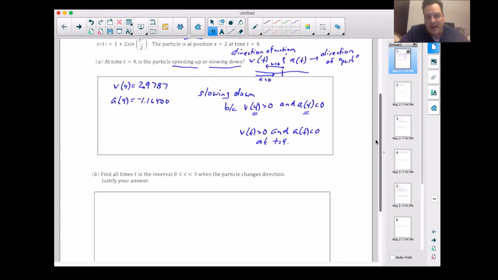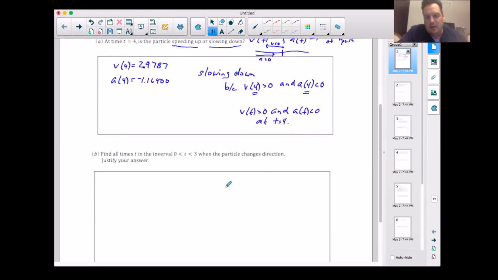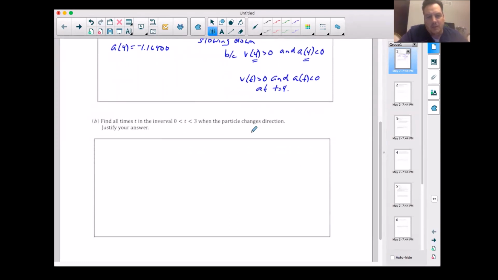So let's move ahead a little bit to part B, and we'll look at part A and B, and then we'll look at the scoring guide once we have that written down. So in part B, find all the times when the particle changes direction. One of the things that you want to do on the AP exam is get really good at translating words into mathematical equations or mathematical inequalities, right? So you want to get this approach of when I see this phrase, this is the mathematics behind it, right?